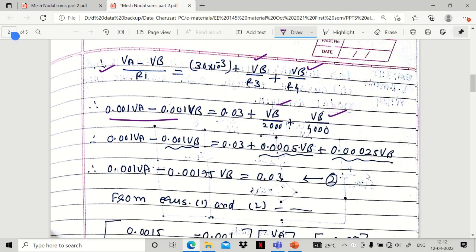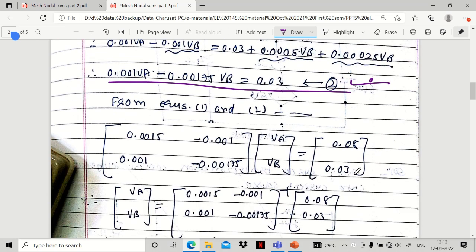So you obtain this equation, simplify this, and ultimately you will obtain equation number 2, that is 0.001 VA minus 0.00175 VB is equal to 0.03. Now there is equation number 1 and equation number 2. Arrange those equations in terms of matrices. So this is the coefficient matrix, this is the column vector VA, VB, and this is the RHS of equation 1 and equation 2, right? So this is the matrix multiplication.